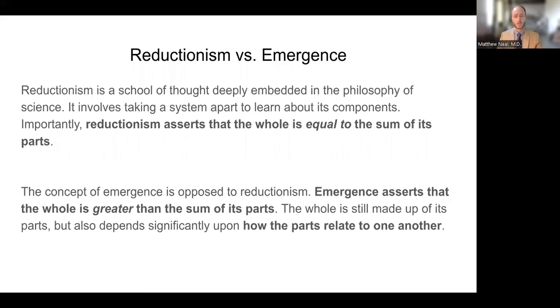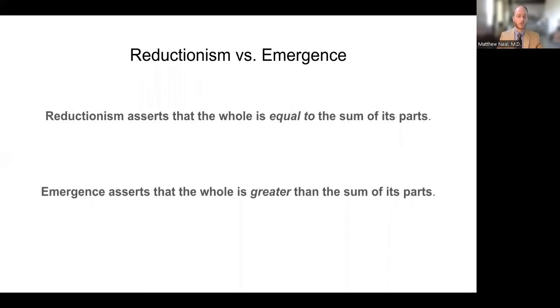Now, emergence, it goes in the opposite direction. It's essentially saying that, yes, you may be able to put all of the components of an organism together, all the cells and blood and every other building block. But if they're not organized correctly, they're not coordinated, then you're just going to have a big mess. You're not going to have an organism, right? It's how the parts relate to one another that we find important.